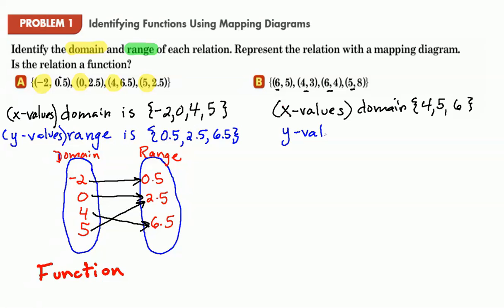Now we do the Y values, that's your range. We look at 5, 3, 4, and 8. Start with the smallest, the 3, followed by the 4, followed by 5, and then 8. So that's how you write domain and range. Now we're going to do the mapping. For the mapping, we need 2 circles.